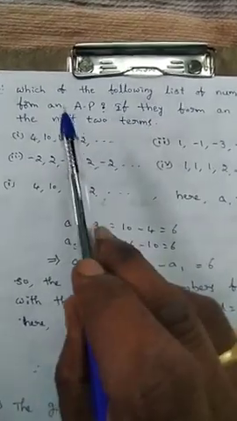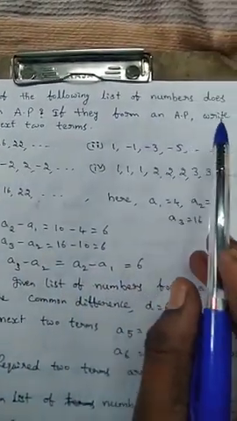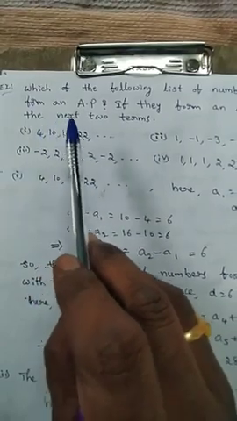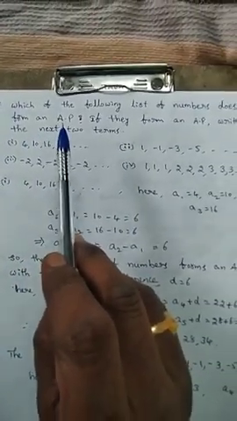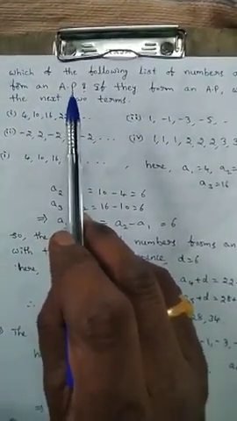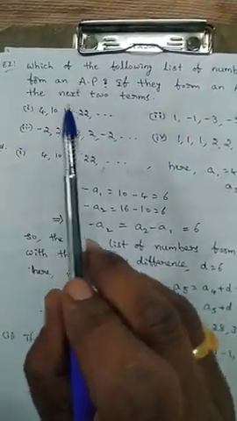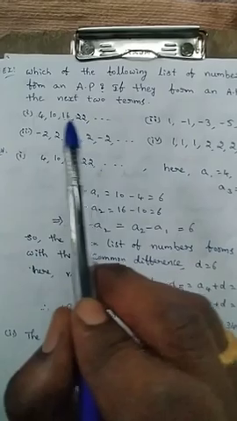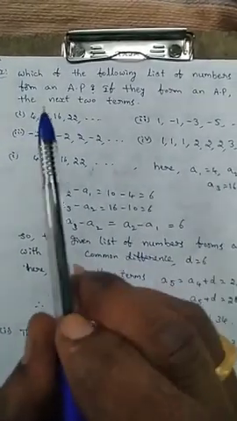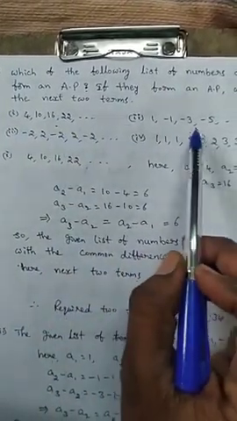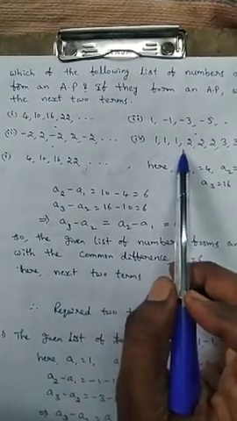Next example. Which of the following list of numbers does form an AP? If they form an AP, write the next two terms. Here, four questions are given: the first list of numbers, second list, third list, fourth list.